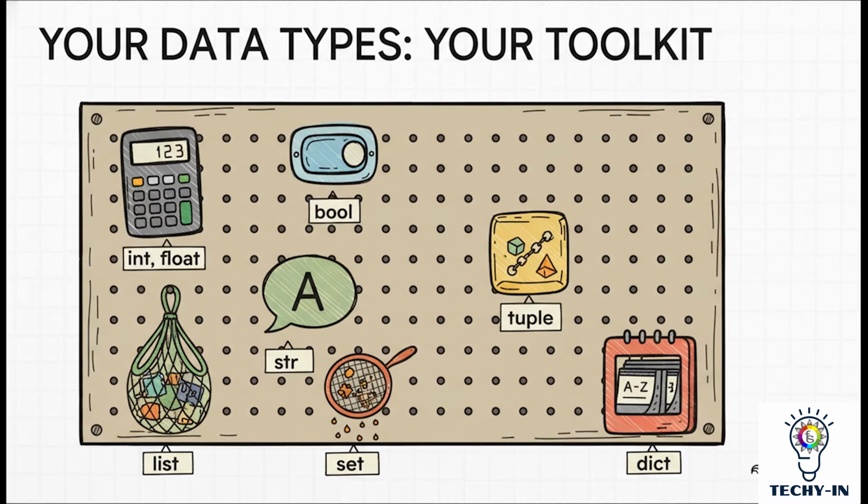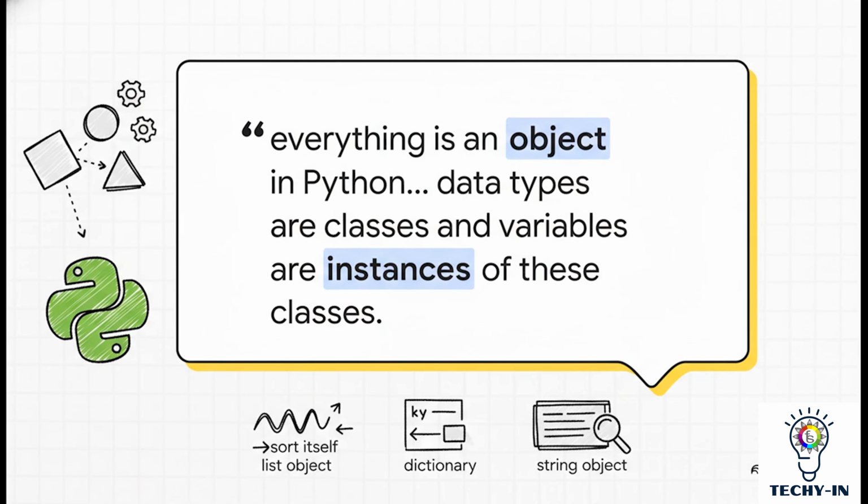Knowing which tool to pull out of the box is a huge step toward writing really smart, effective code. And this all points to a really powerful idea in Python. See, you're not just storing simple data. When you create a variable, you're creating an object. Think of it this way. When you create a list, you're not just getting a dumb box. You're getting a smart object that already knows how to do things, like sort itself, or count its own items, or add new ones. Each data type comes with its own set of built-in abilities.